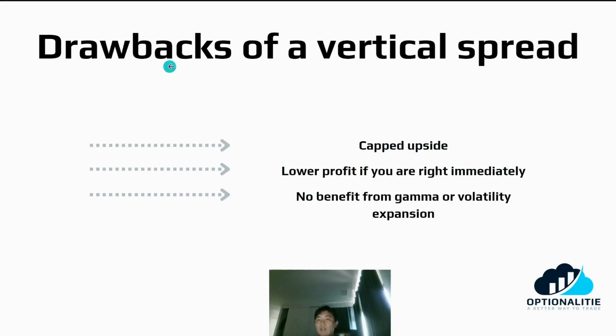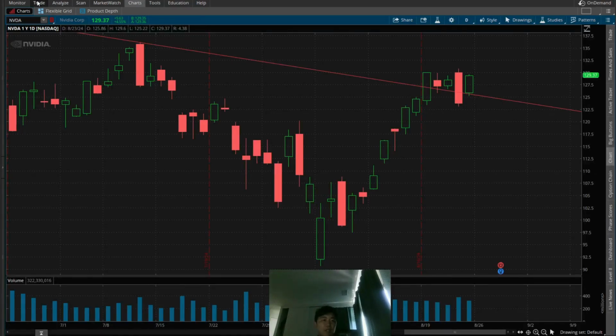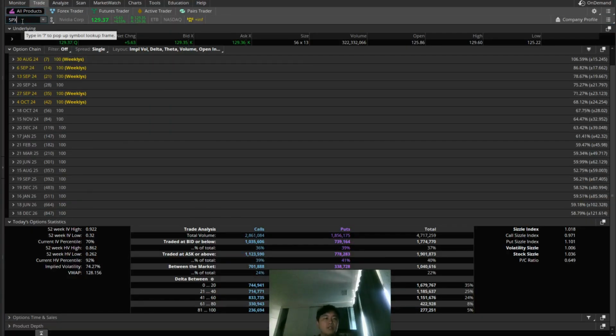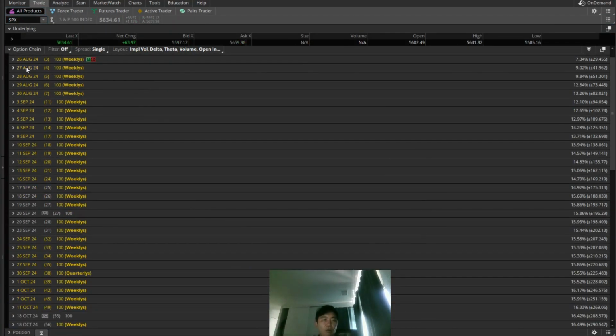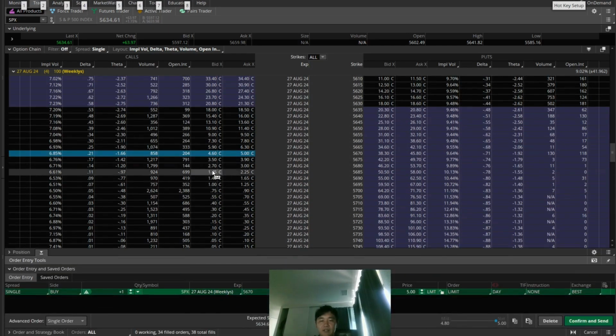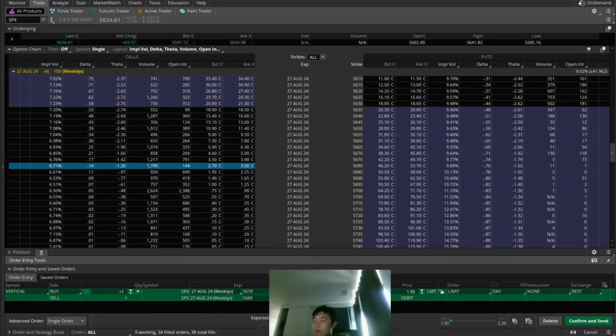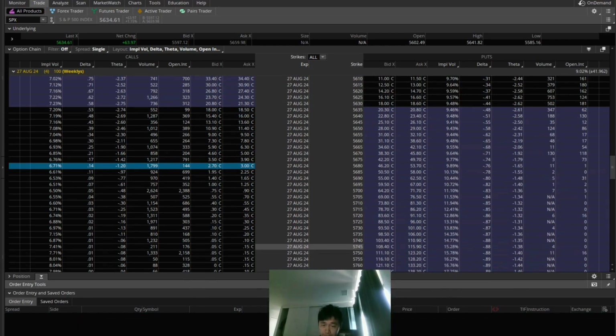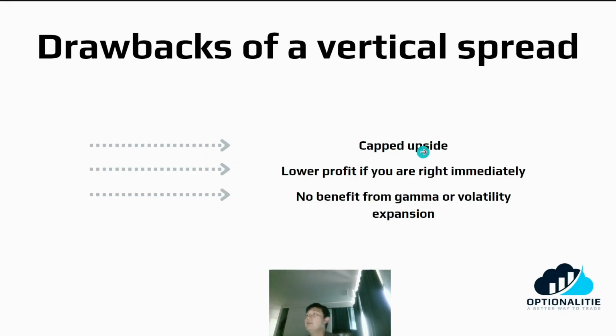Now, the drawbacks of vertical spreads is that it's just not as exciting as having a single option where you can have theoretically unlimited upside. I mean, we just showed something where you can construct something on SPX that can have 4-to-1 risk reward. But the theory is, you can have an infinite risk reward, right? When you're buying single options. So, capped upside and lower profit if you're right immediately.